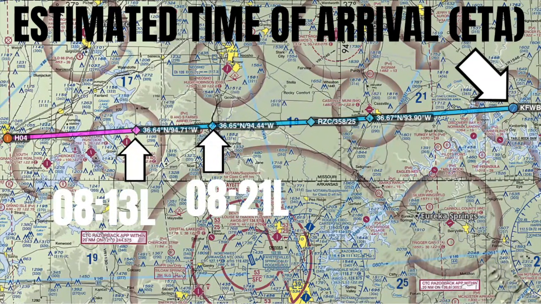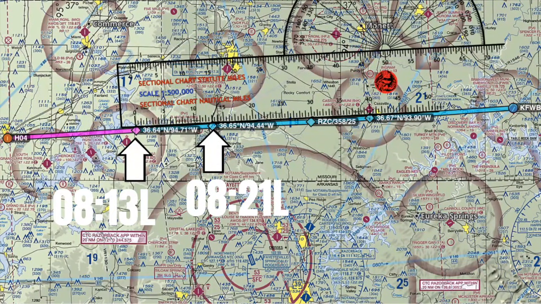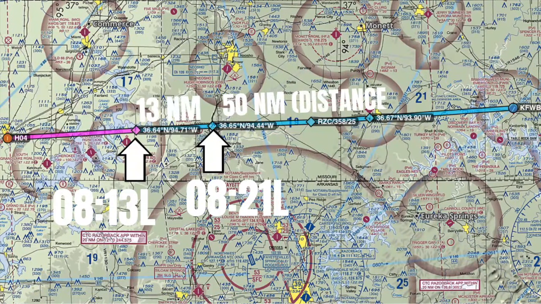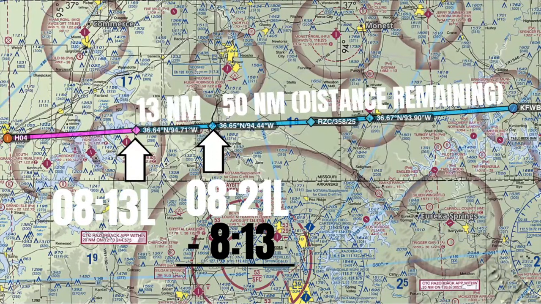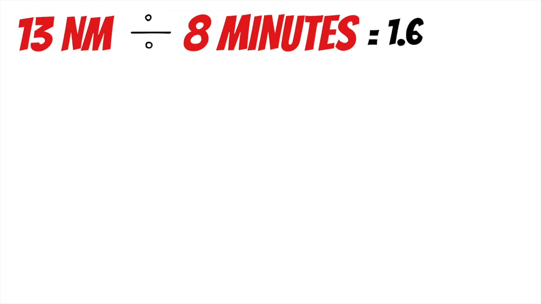Before we can calculate anything, we need to find our distances. And we can do that by using our plotter. As you can see, the distance between our first waypoint and our second waypoint is 13 nautical miles. And it looks like we have 50 miles to go for the rest of the trip. If we subtract 813 from 821, you can see that it took us 8 minutes to go 13 miles. So, how many nautical miles a minute are we going? Well, if we divide 13 by 8, you can see that we're traveling 1.625 nautical miles a minute.